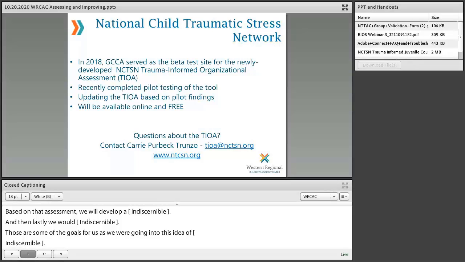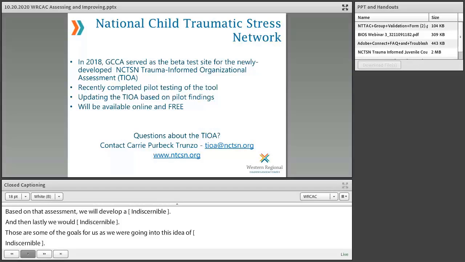In 2018, the NCTSN was looking for a site to beta test this new tool that they had developed, this trauma-informed organizational assessment. It had been years in the making. They had tried to find something applicable to many child-serving systems, right? Not just CACs, but anyone who works with children and families. They wanted something that could be used in all of them, and they couldn't really find anything. So they created a tool, and then were looking for someone to be the beta test site.